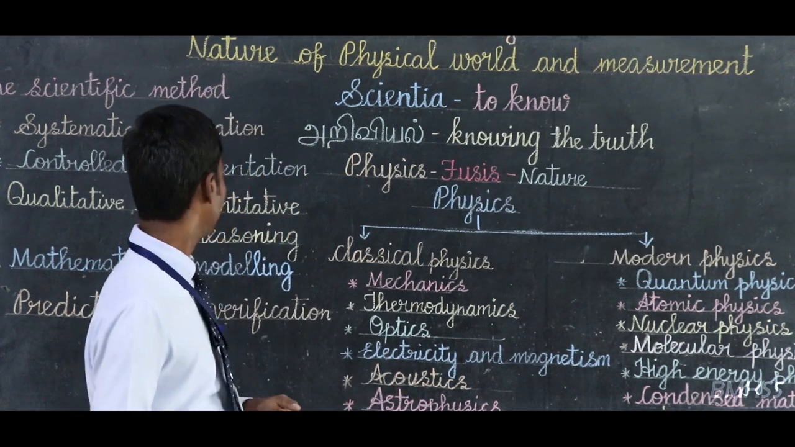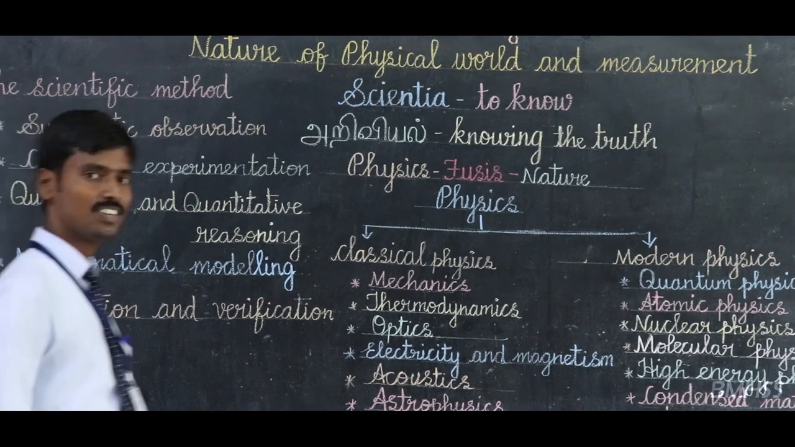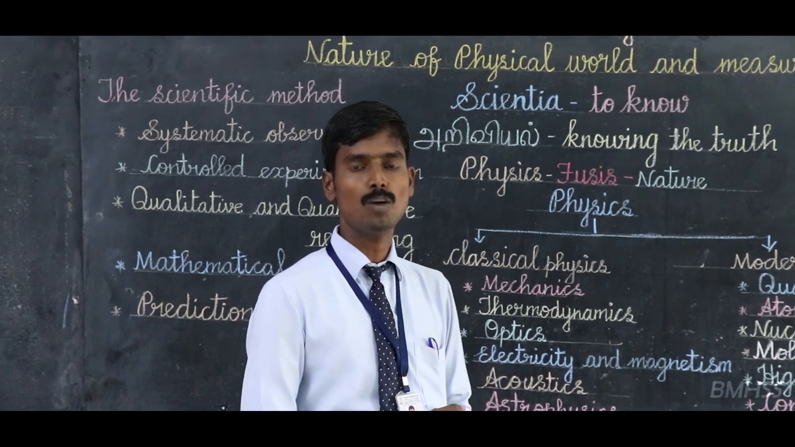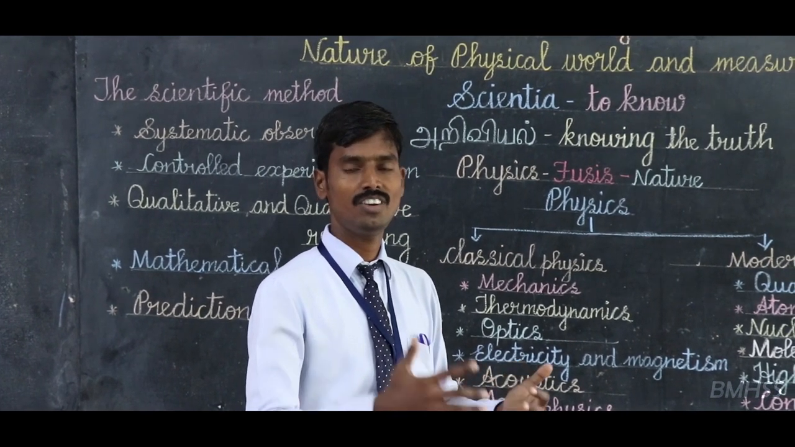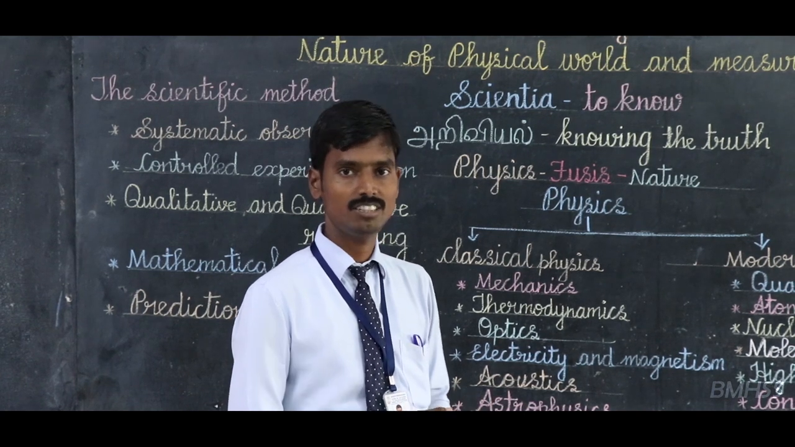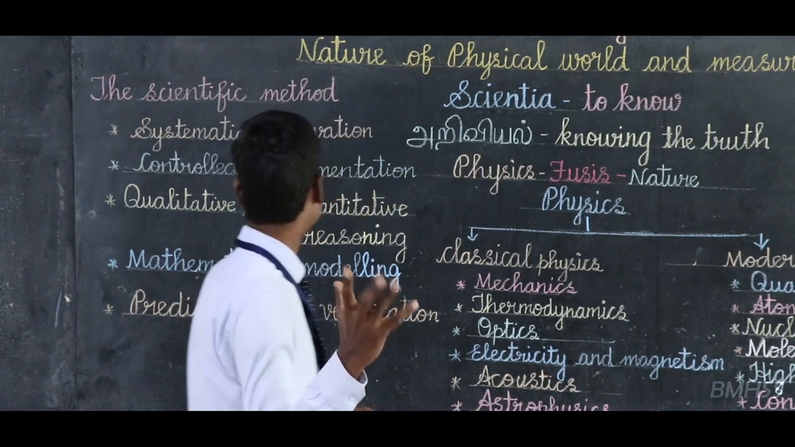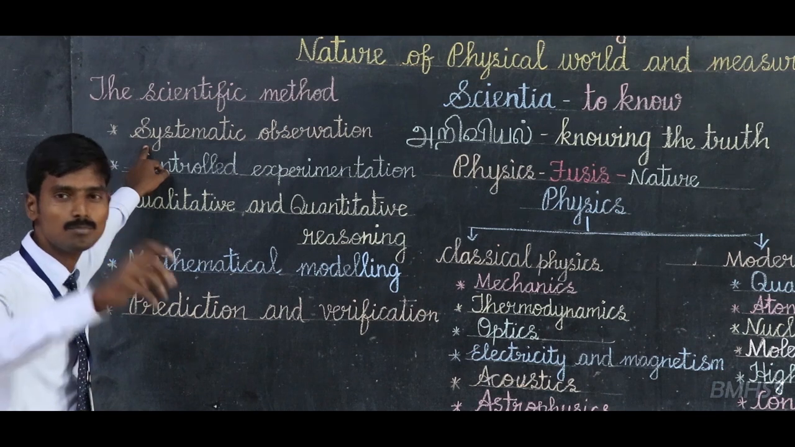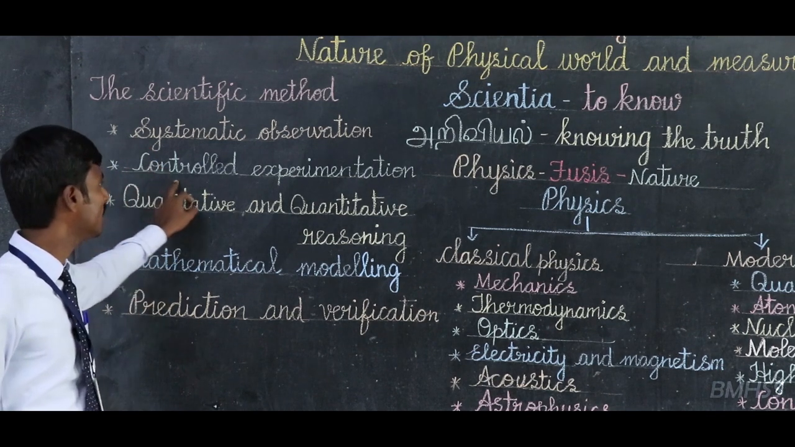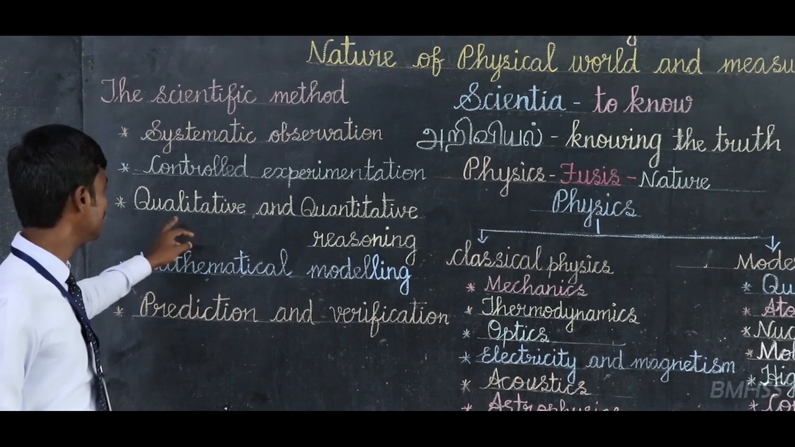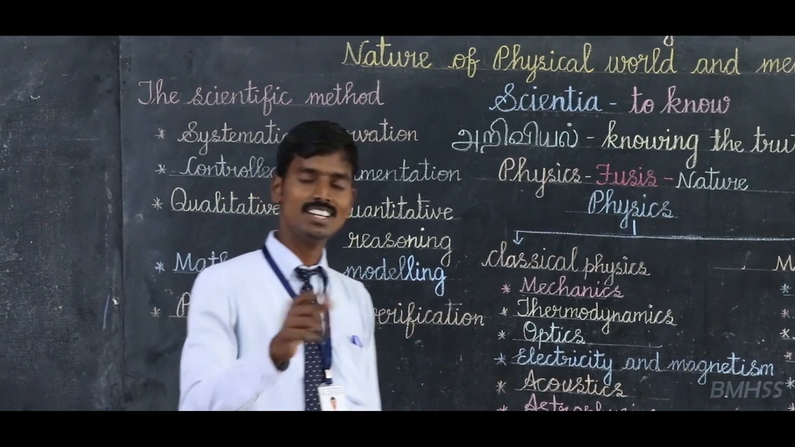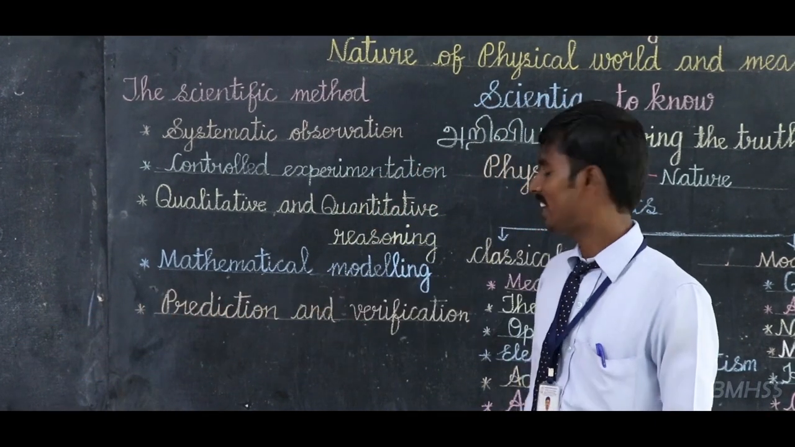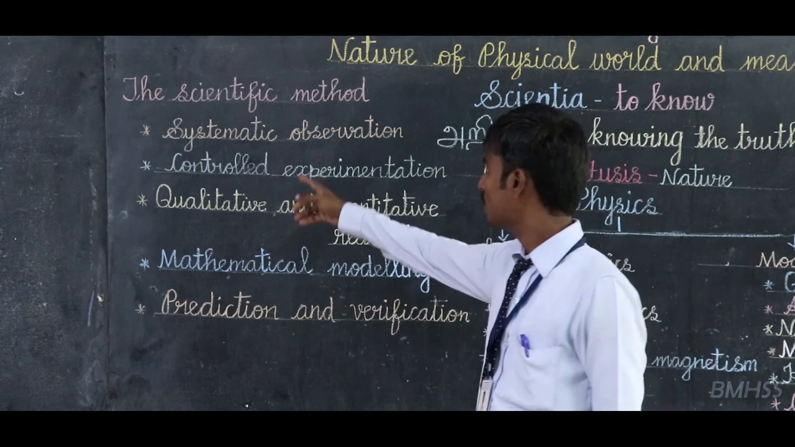Now I am going to explain the scientific method. The scientific method is a step-by-step approach to any physical phenomenon to find the physical activity. There are five steps. The first is systematic observation. The next is controlled experimentation. The third is qualitative and quantitative reasoning. The fourth is mathematical modeling. And the fifth is prediction and verification. So these are the scientific methods.